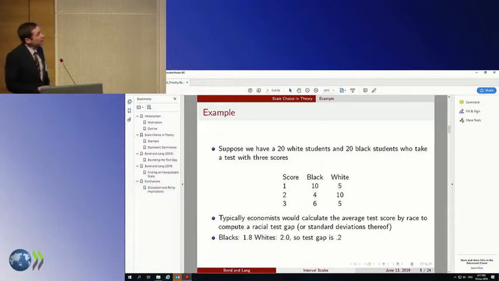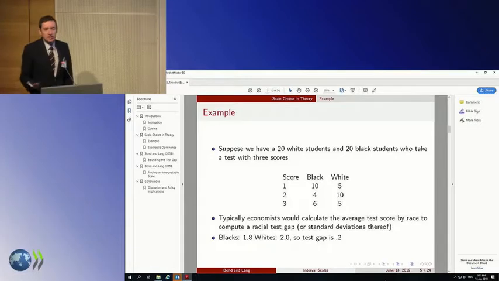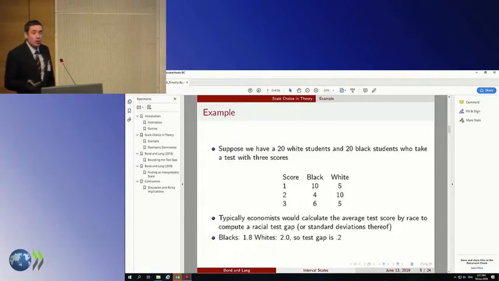Well, we've got a score called a 1, a score called a 2, a score called a 3. We would take the average black test score and the average white test score, or maybe we would transform this to standard deviations first and take the average standard deviation score. Regardless, it's going to be more or less the same thing. So if we just took these scores at face value, we'd find that blacks have an average score of 1.8, whites 2.0, so the test gap is 0.2.